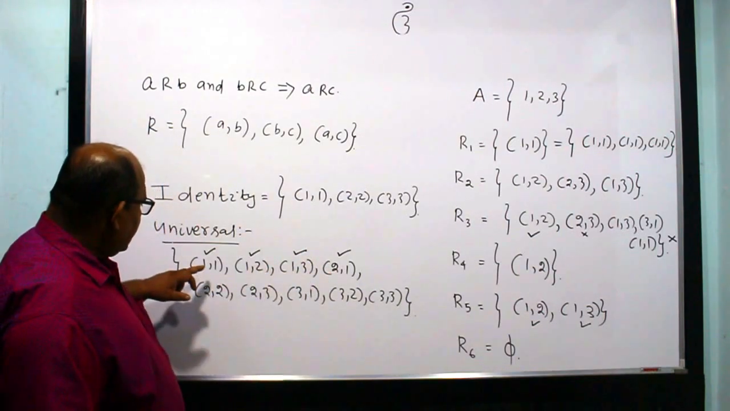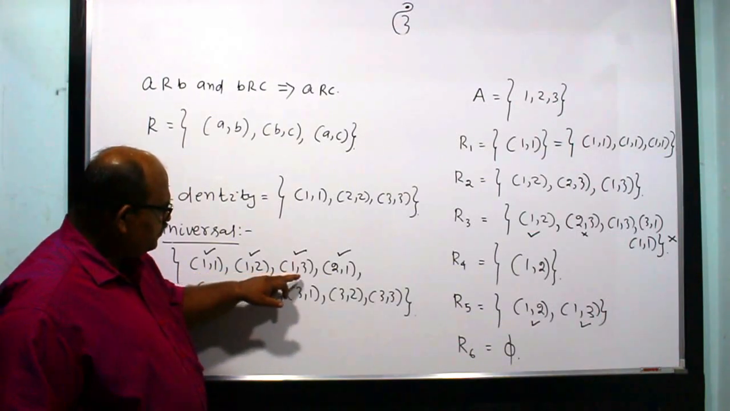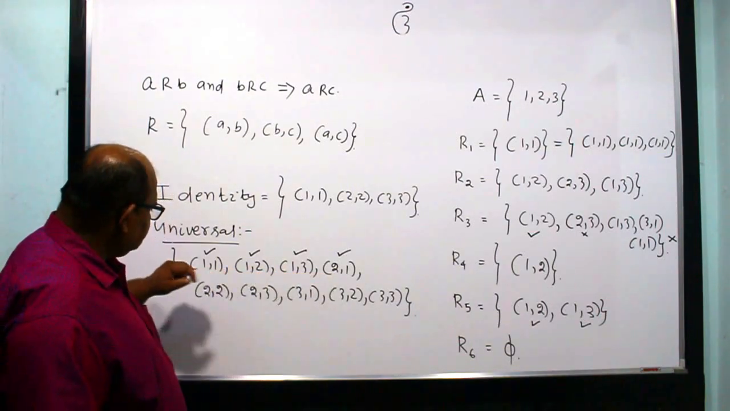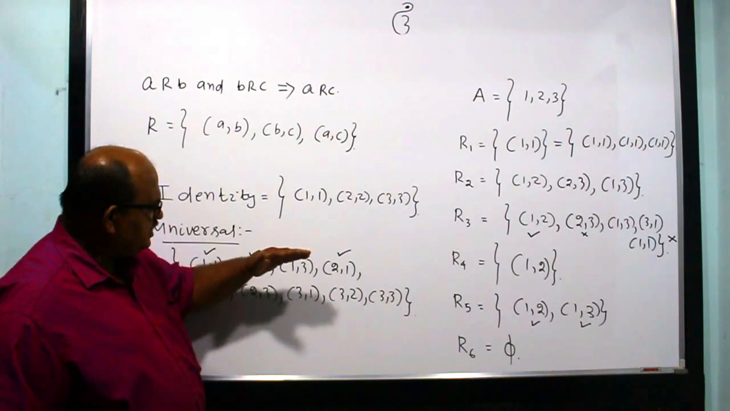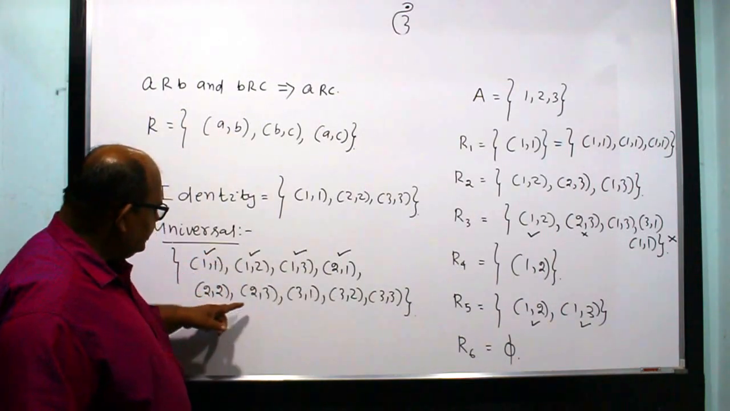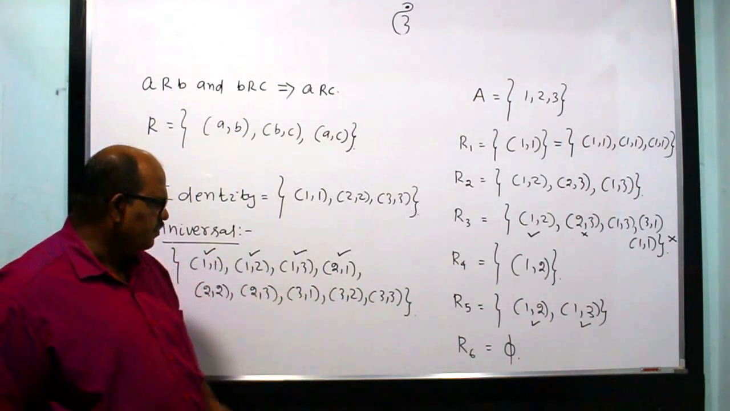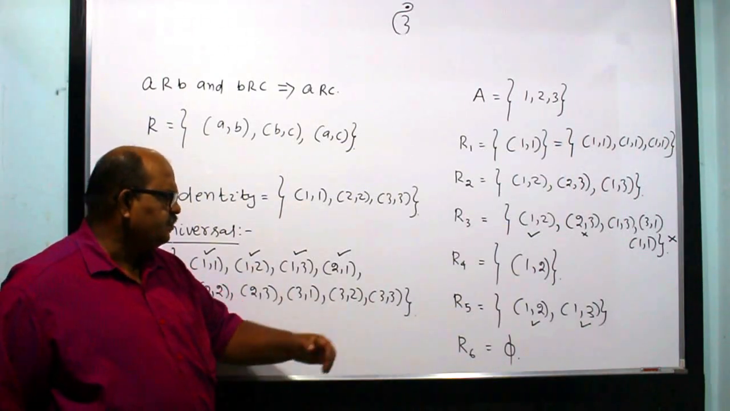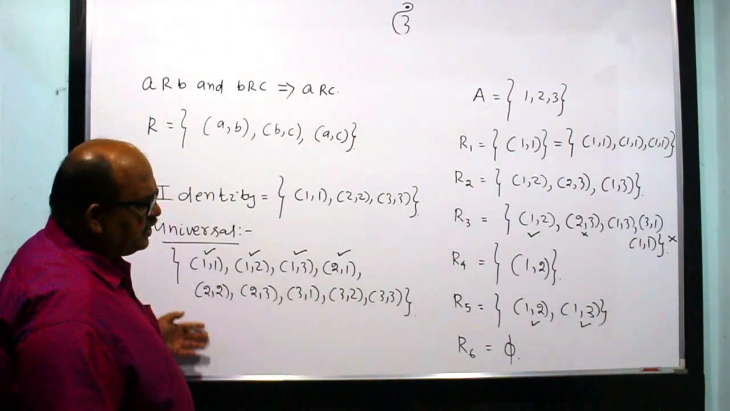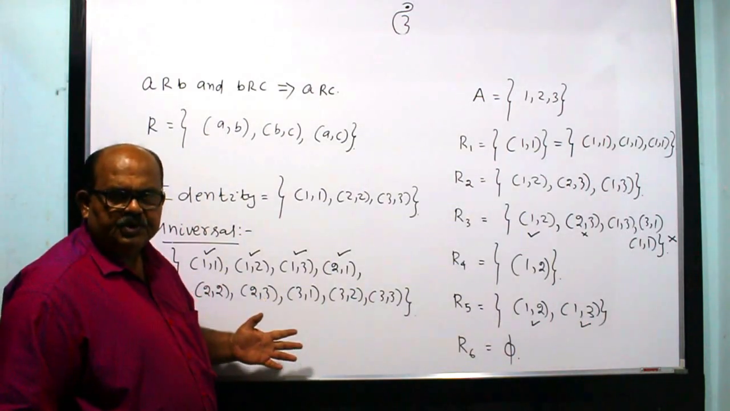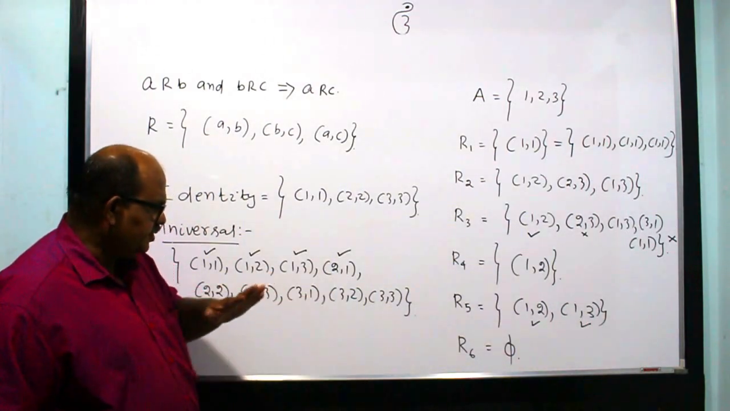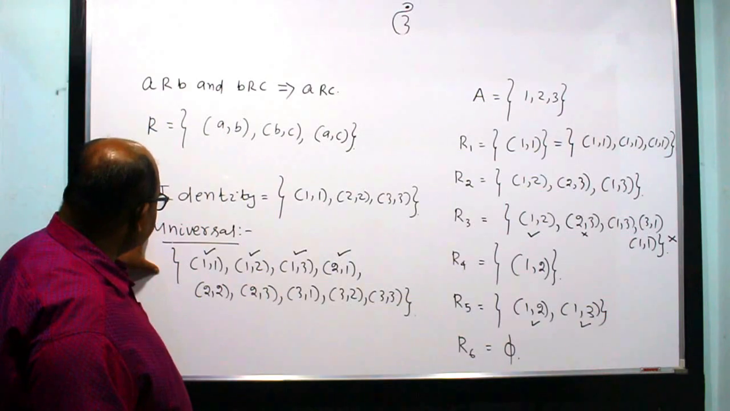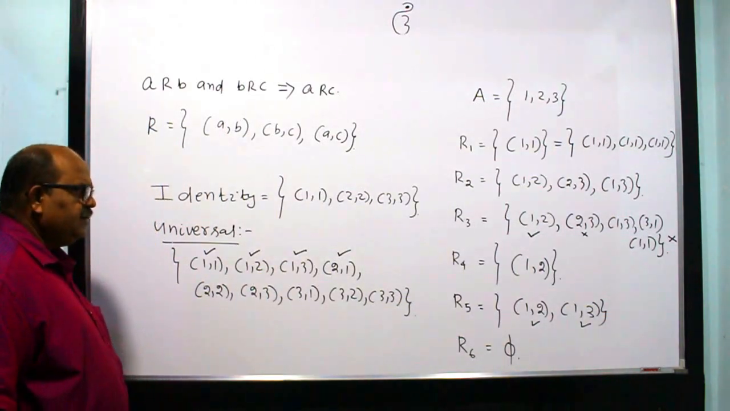Okay students, I have verified these 4 ordered pairs. They pass the transitive test. Similarly, you verify these 5 ordered pairs. They will also pass the transitive test. You can check it and do it. Okay, so universal relation is also a transitive relation.